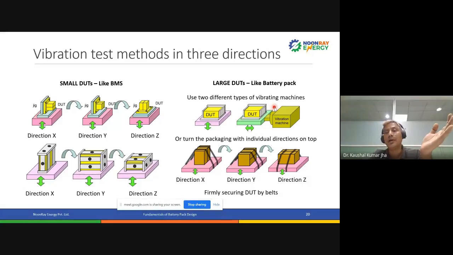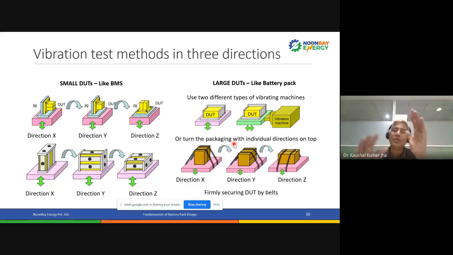There are different types of vibration machine. This can go for the X direction, and sorry, here the arrows are wrong, so don't take it as is. The object itself has been rotated in such a way. Here you cannot rotate the object, because it's very big.